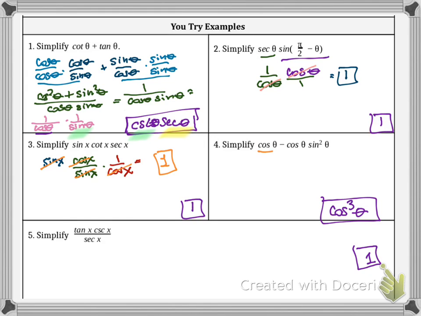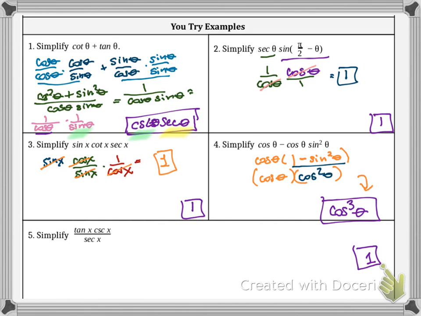This next one, we have cosine theta minus cosine theta sine squared of theta. So it's kind of similar to one of the examples we did. Let's factor out a cosine of theta, dividing a cosine of theta from each one. So then you're left with 1 minus sine squared of theta. And remember that 1 minus sine squared of theta, that is our Pythagorean identity. And so therefore that changes to cosine squared of theta. And we have this other cosine of theta. And so when we multiply them together, we get cosine cubed of theta.